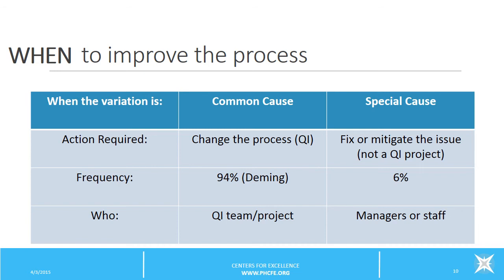If the cause of variation is special cause, then the action to take is to fix or mitigate the issue detected by the data, seen here in the right-hand column. This is not a QI project. Special cause variation represents about 6% of all the variation we see in our processes. The responsibility for investigating the special cause would fall to either a manager or staff, not a QI team.